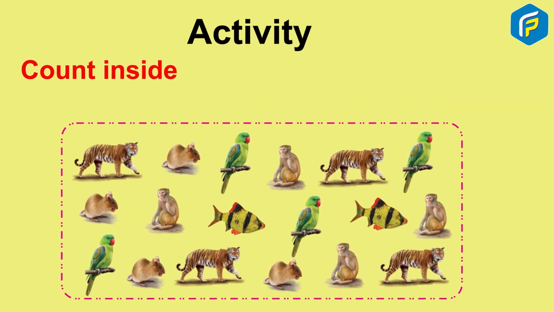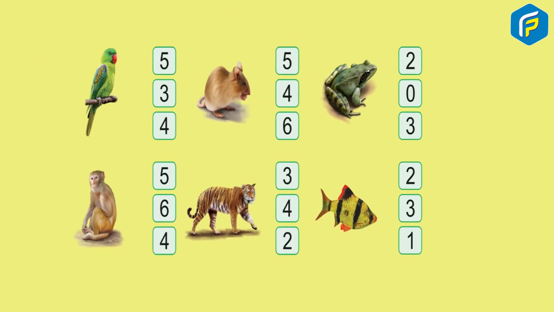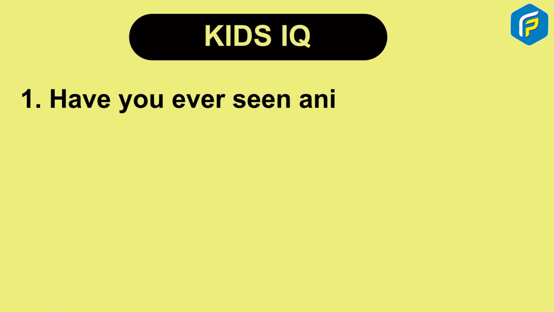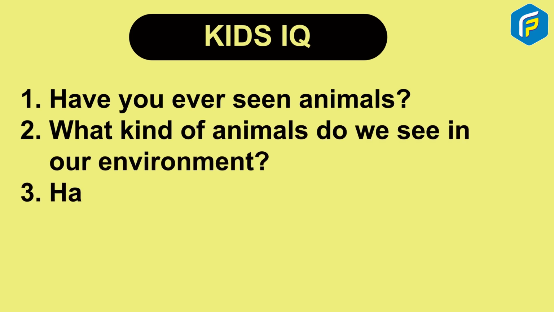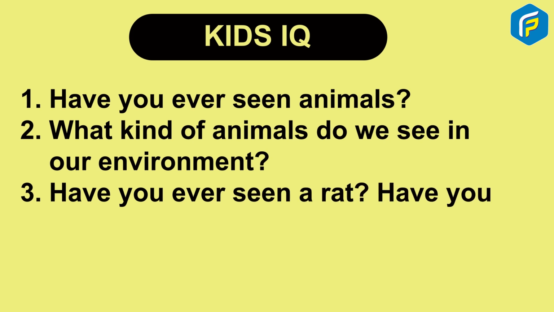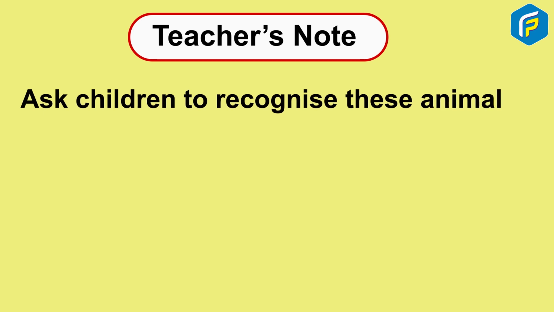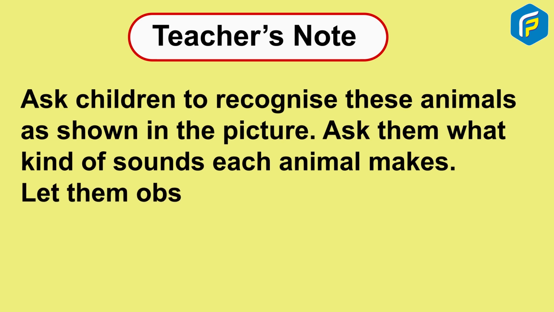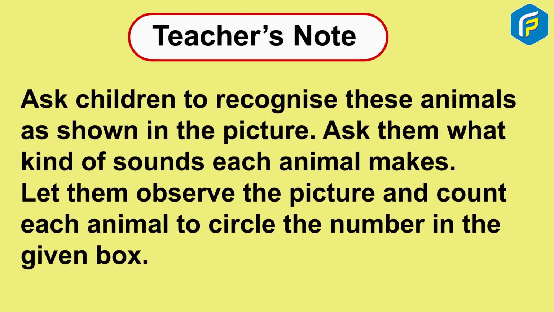Activity. Count inside the box to see how many of each animal, then circle the number. Kids IQ. 1. Have you ever seen animals? 2. What kind of animals do we see in an environment? 3. Have you ever seen a rat? Have you seen a monkey? 4. Have you seen a parrot? Teachers note. Ask children to recognize these animals as shown in the picture. Ask them what kind of sounds each animal makes. Let them observe the picture and count each animal to circle the number in the given box.